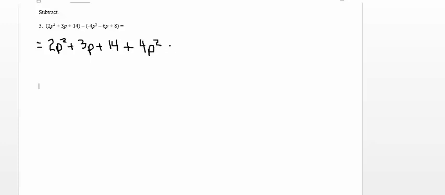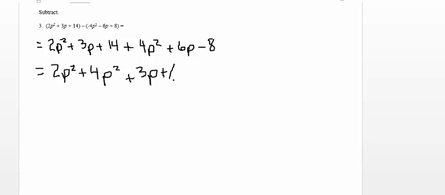So when I subtract minus 4p squared, I get plus 4p squared. When I subtract negative 6p, I get positive 6p. And when I subtract positive 8, that becomes a negative 8. I'm going to rearrange this so that like terms are grouped together. And then I'm going to combine the like terms.